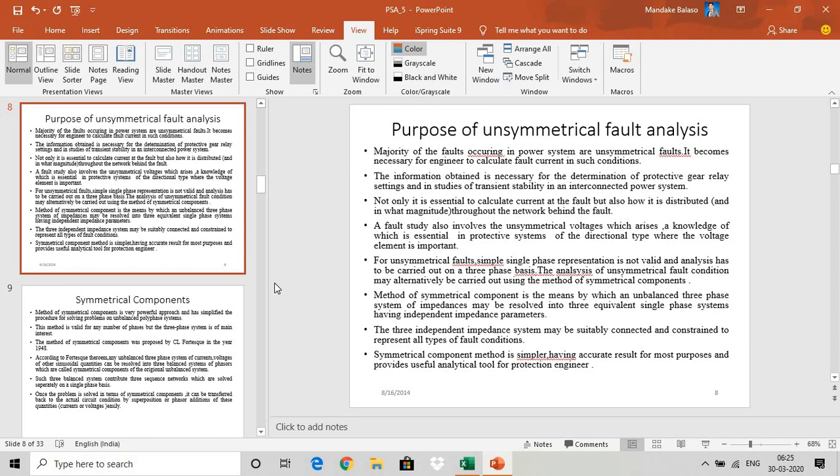So the conclusion of this slide is that since an unsymmetrical fault causes the system to be in an unbalanced condition, there is a need to do the unsymmetrical fault analysis. The purpose of the unsymmetrical fault analysis is not only to calculate the fault current but also to decide the protective gear relay setting and to study the transient stability. But since this system is unbalanced, for analysis purpose it is converted into a balanced one, and that method is called the method of symmetrical component. Once we do the analysis in balanced condition, then again all the parameters are converted into the original or actual form.